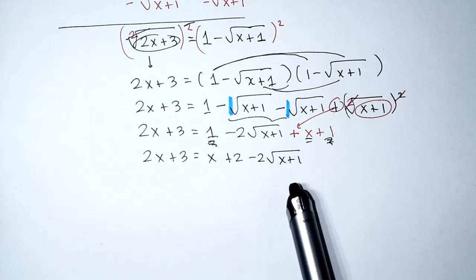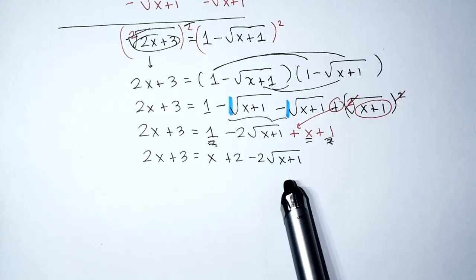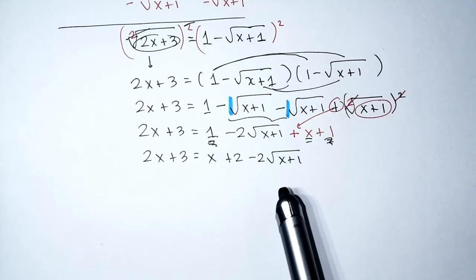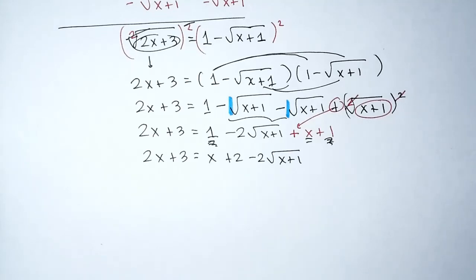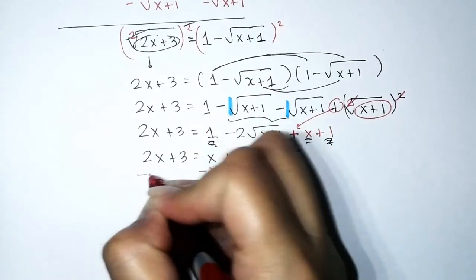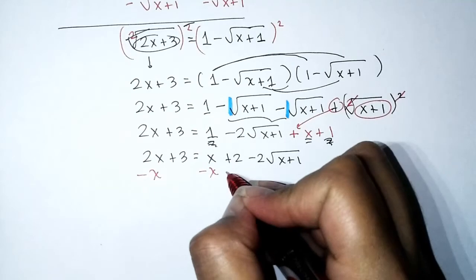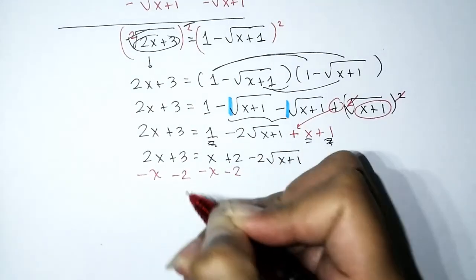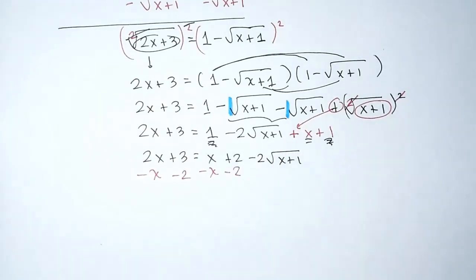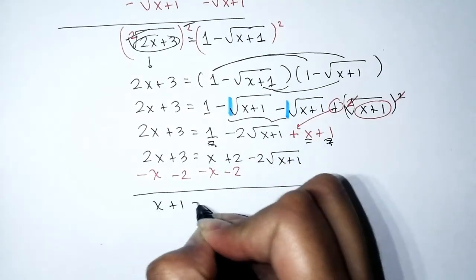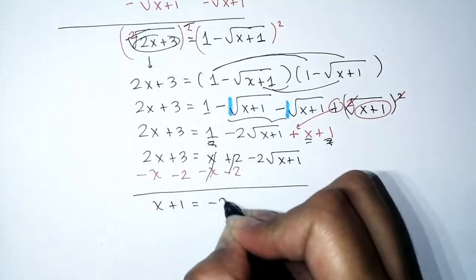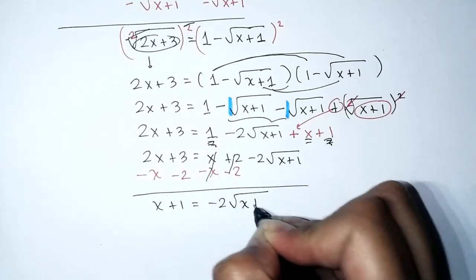To solve a radical equation that has one radical, our first goal is to isolate that one radical. So if you're not with the radical, you gotta go. Let's subtract x from both sides, and while we're at it, we'll subtract 2 from both sides. When we subtract x and 2 from both sides, that will leave us with x plus 1 is equal to negative 2 times the square root of x plus 1.